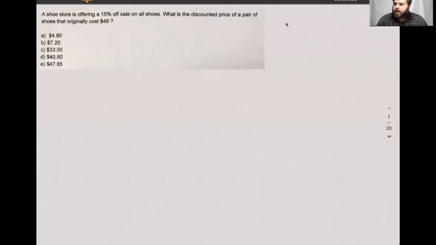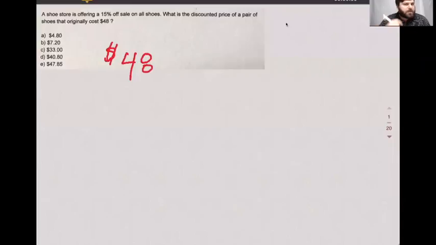Let's get started. It says a shoe store is offering a 15% off sale on all shoes. What is the discounted price of a pair of shoes that originally cost $48? So $48 is our original price. If I want to know the discount, I just need to find 15% of that $48.